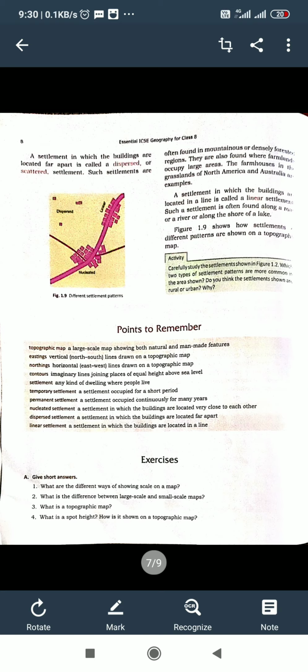Apart from that, there is the linear settlement. These settlements are found on both sides of the road. Apart from that, students, I am going to tell you about other types of settlement.